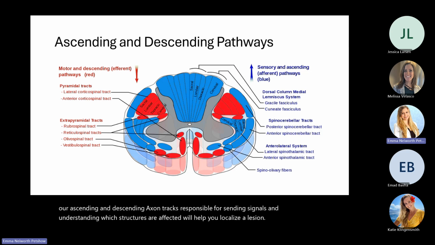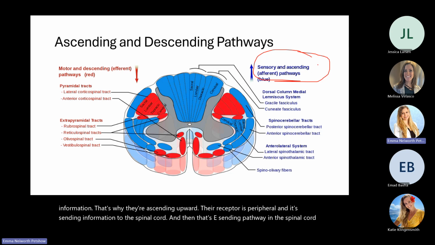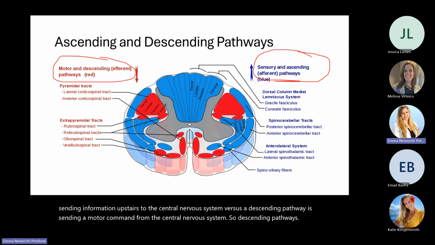So our ascending pathways as a whole, on the right in blue, all of our ascending pathways are sensory, right? They're giving the central nervous system information. That's why they're ascending upward. Their receptor is peripheral, and it's sending information to the spinal cord, and then that ascending pathway in the spinal cord sends information upstairs to the central nervous system. Versus a descending pathway is sending a motor command from the central nervous system. So descending pathways are always going to be sending some type of motor action from the central nervous system downward.